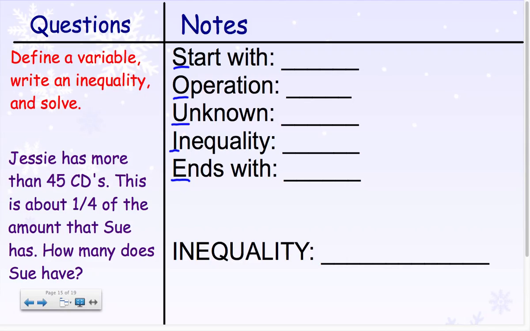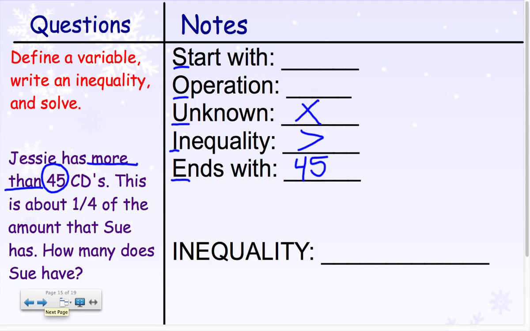We always start with our unknown, which is easy. We'll just put a variable in there, x. Our inequality is more than. More than is greater than. Our ends with is our biggest amount. What's our biggest amount? That is the 45 CDs.